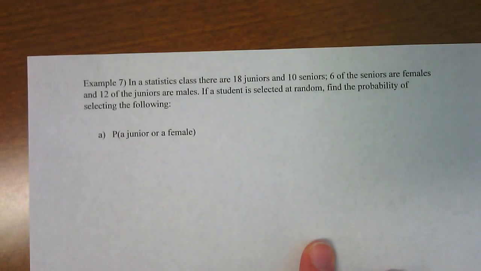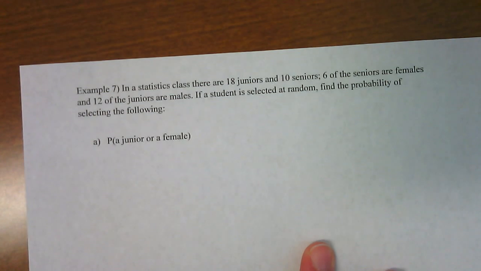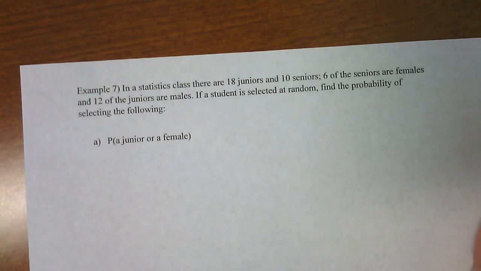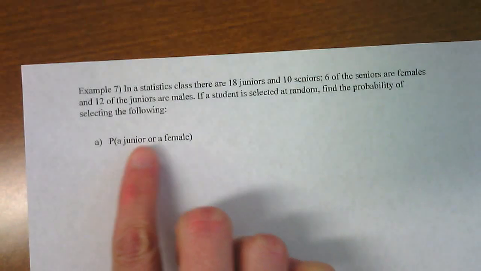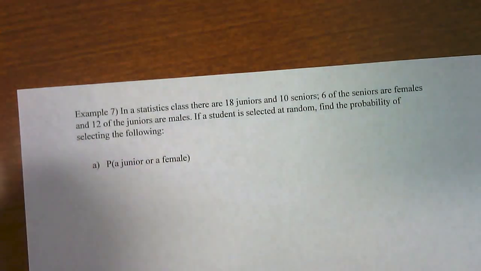Alright, number 7 says, in a statistics class there are 18 juniors and 10 seniors. 6 of the seniors are females and 12 of the juniors are males. If a student is selected at random, find the probability in selecting the following. Probability of a junior or a female.